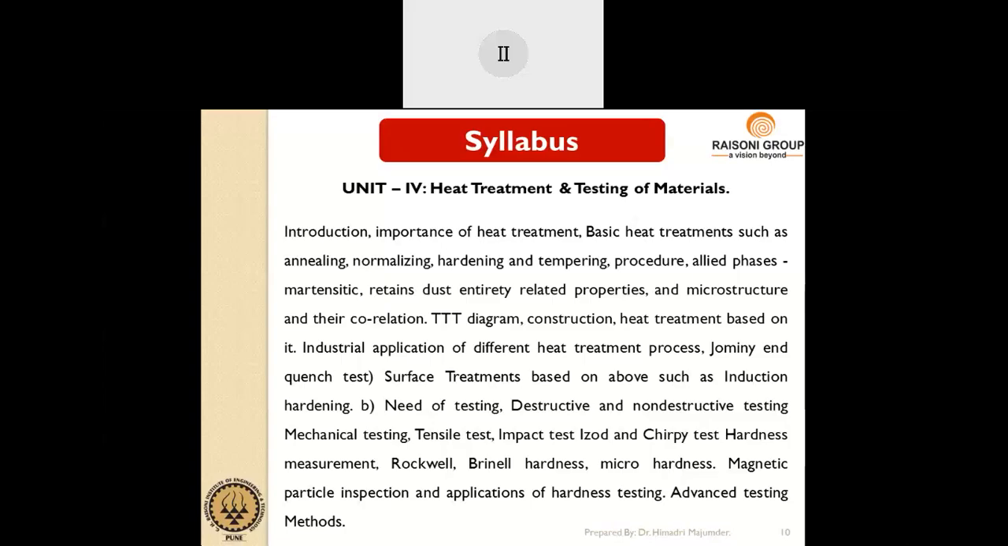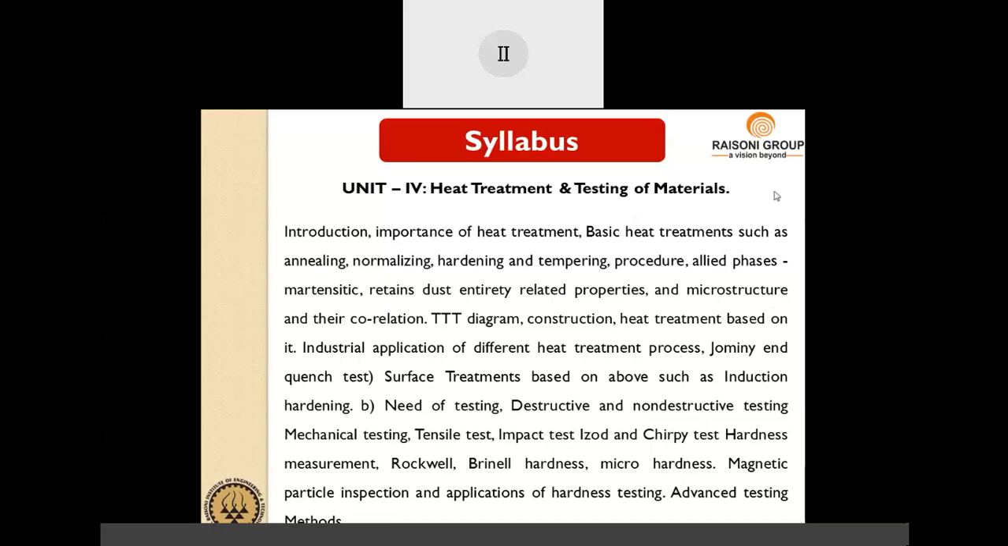what are the basic heat treatment terminologies, classification of heat treatment like annealing, normalizing, hardening, tempering procedure, how heat treatment actually works, what is meant by TTT diagram construction, heat treatment based on the TTT diagram. All these topics we have to cover in this unit. So there is a first lecture on heat treatment. I will give an introduction about the heat treatments.